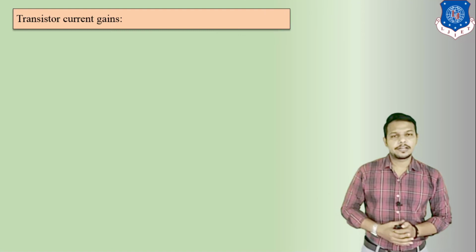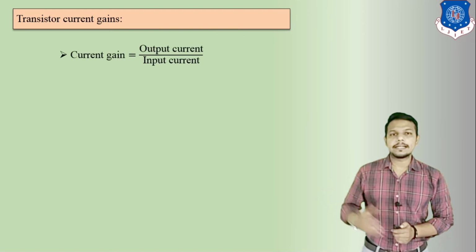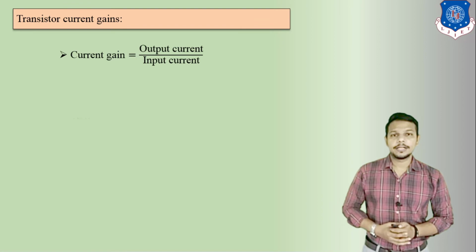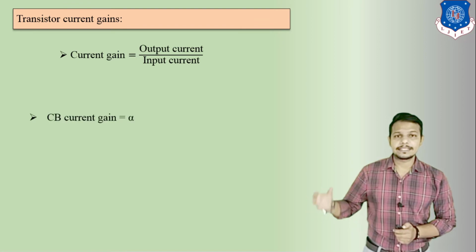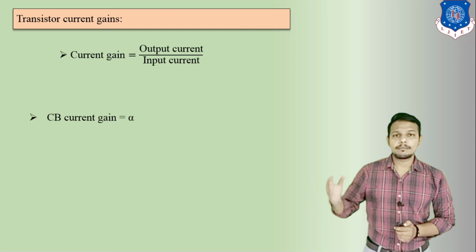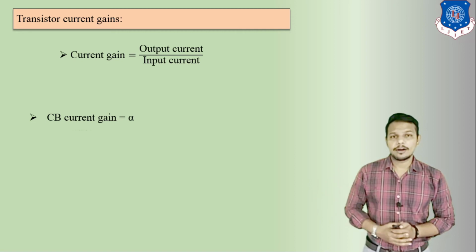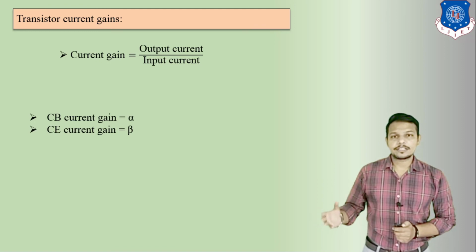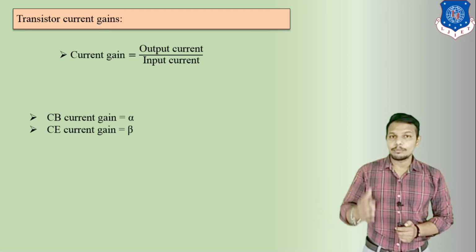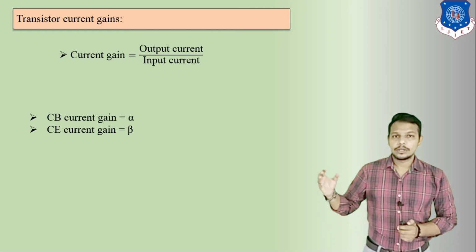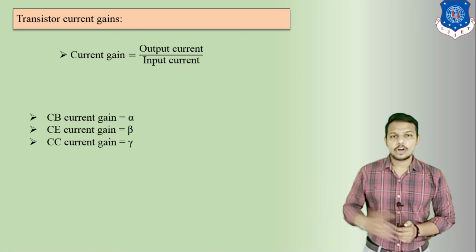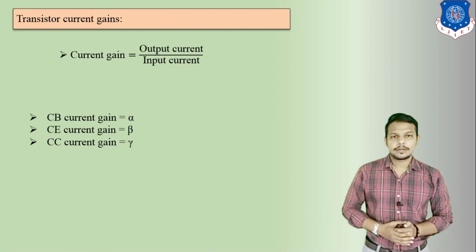Now transistor current gains. Current gain is equal to output upon input, that means it is the ratio of output upon input. This is the CB current gain, that means common base current gain is equal to alpha. CE current gain, as we discussed in our previous equation, IC is equal to beta into IB, so its gain is beta. And CC current gain, common collector current gain, is equal to gamma.